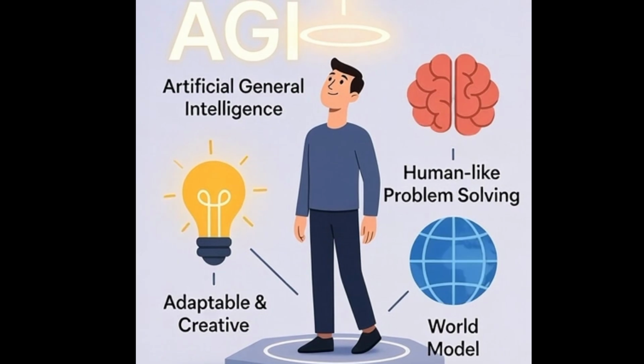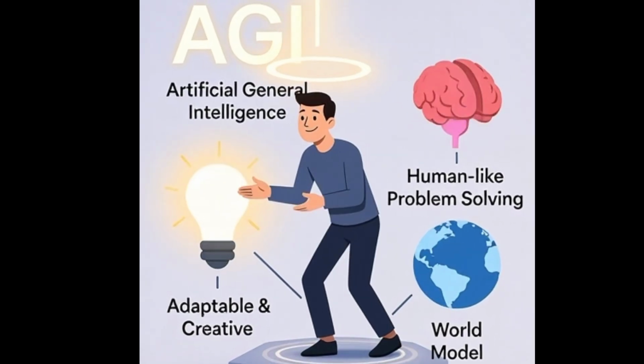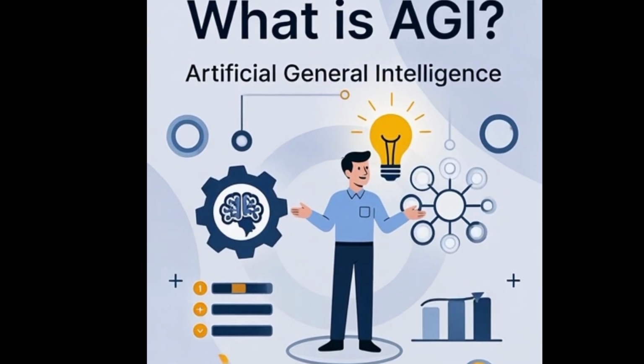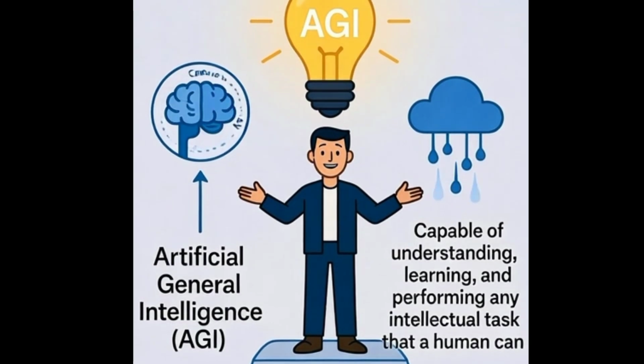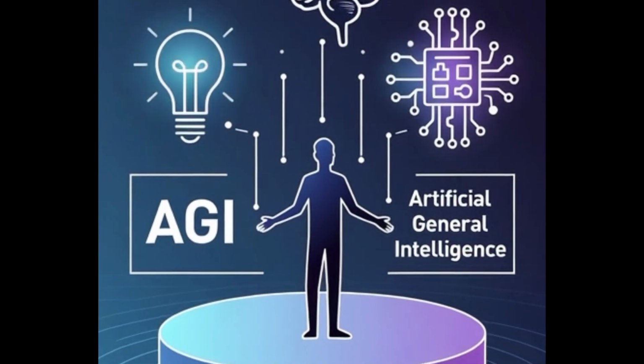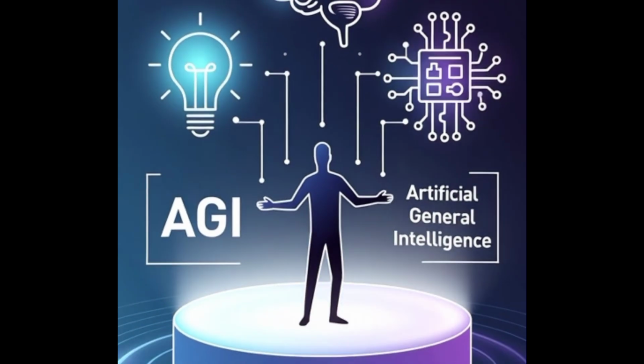Let's talk about AGI, Artificial General Intelligence. You hear this term thrown around all the time, right? It's like the holy grail of AI research. But if you actually ask someone to pin down what it means, things get fuzzy, and they get fuzzy fast. So today, we're going to try and build a definition from the ground up.